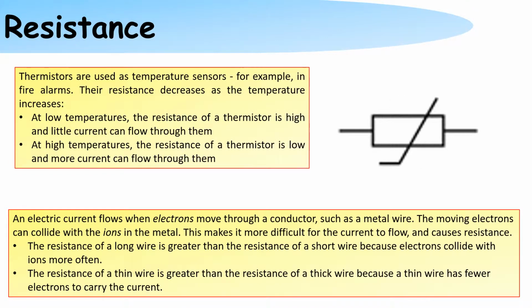Thermistors are used as temperature sensors. For example, in fire alarms, their resistance decreases as temperature increases. At low temperatures, the resistance of the thermistor is high, so little current can flow through them. At high temperatures, the resistance of the thermistor is low, so current can flow through them, and in the case of fire alarms, cause the alarm to go off.